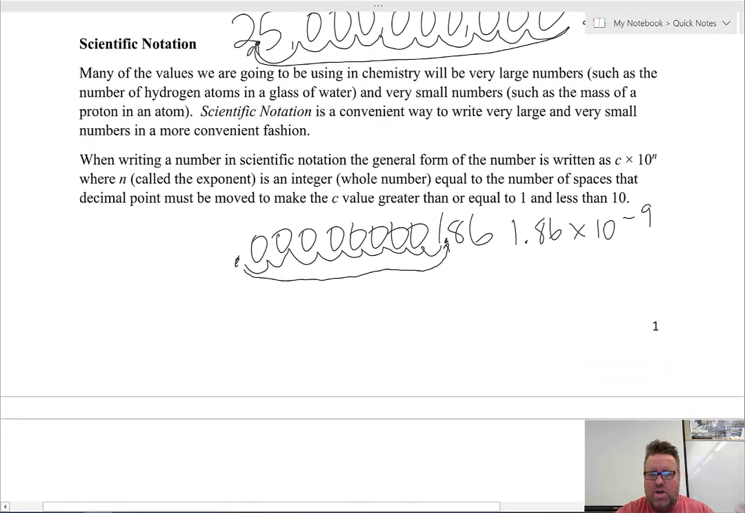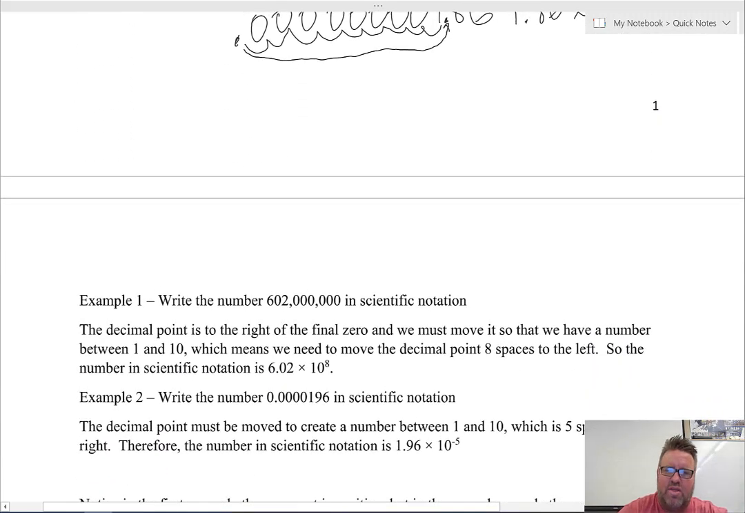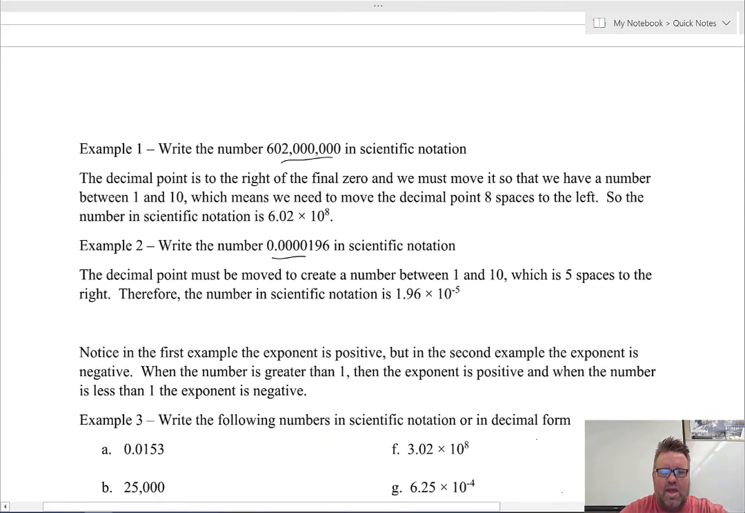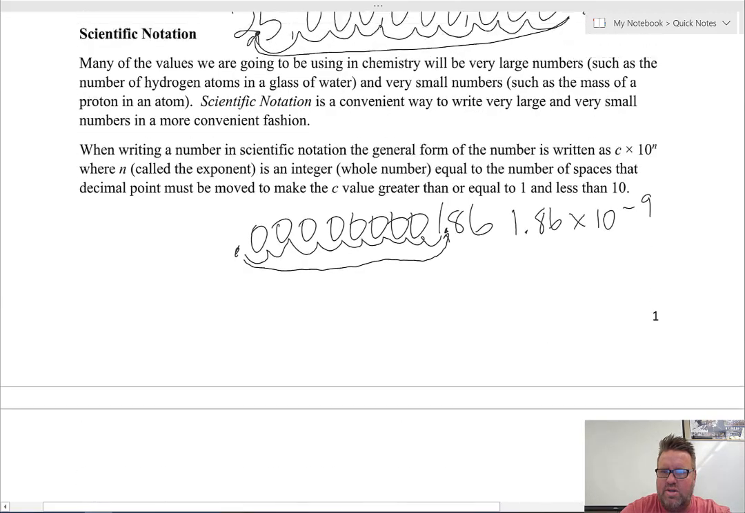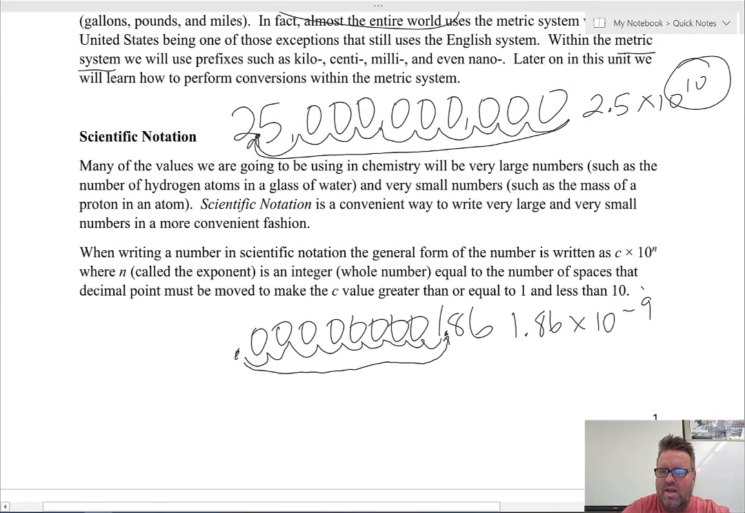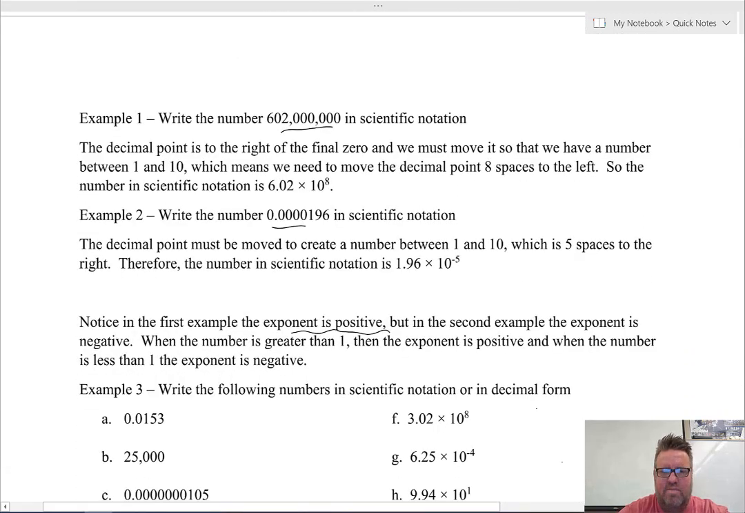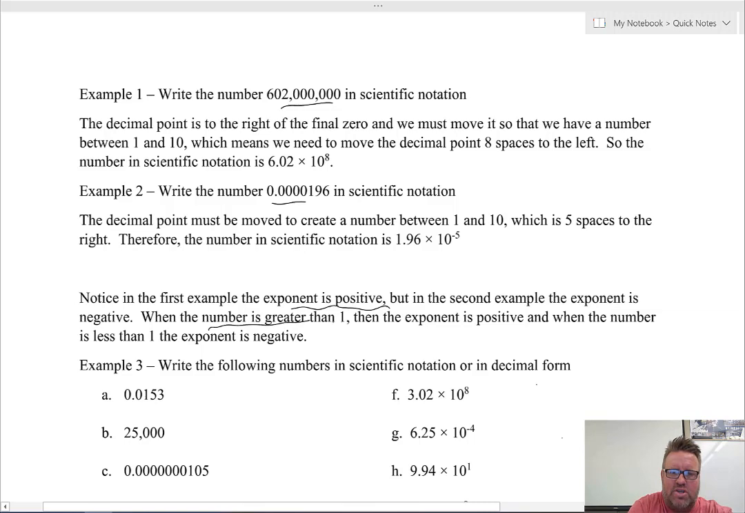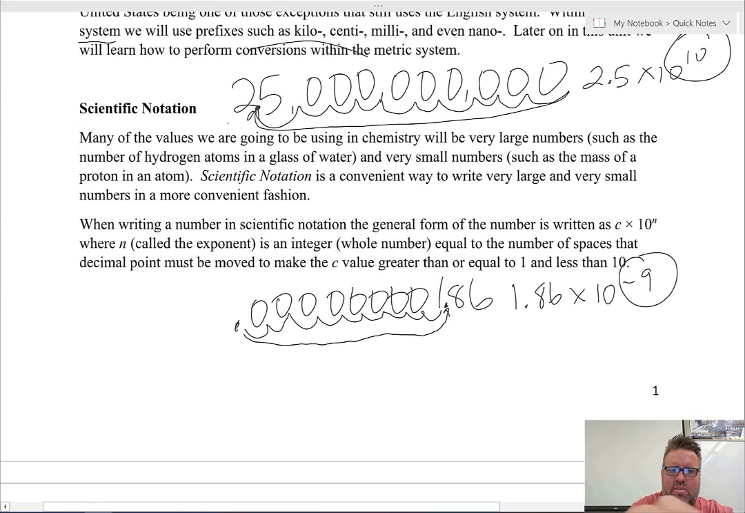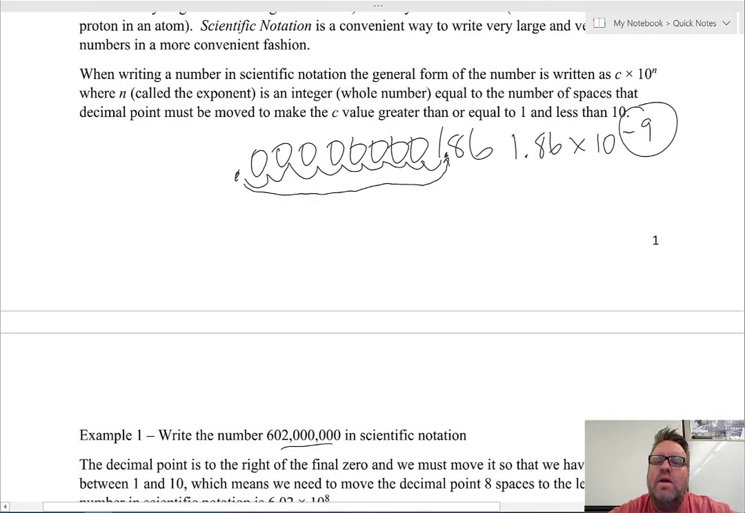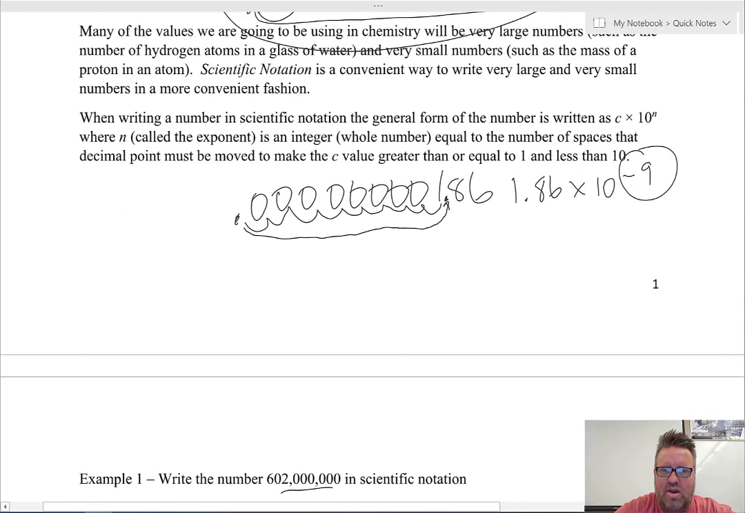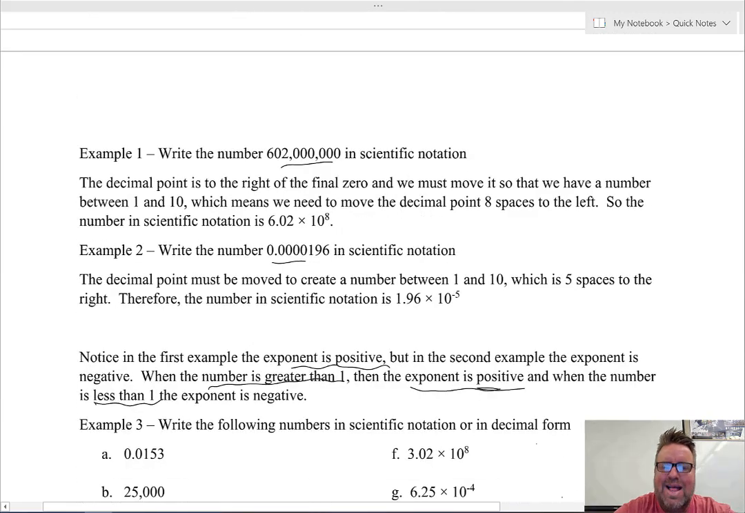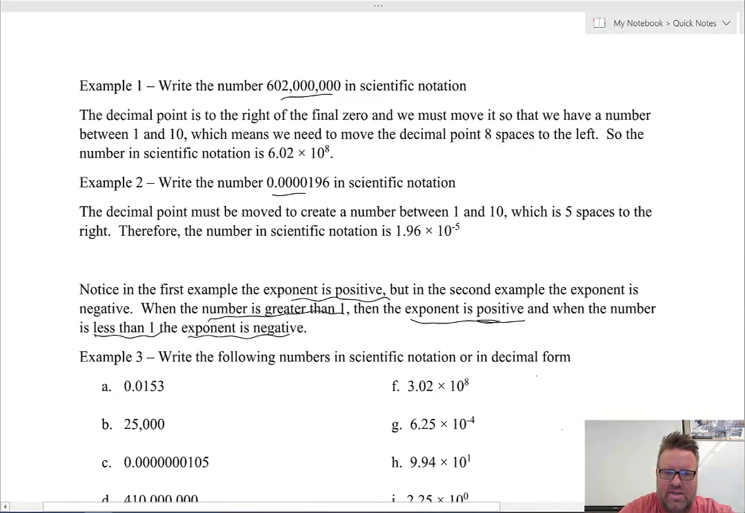Okay, I do a couple more examples right here as well that are pretty similar to the two that I just did. Notice in the examples that one of those exponents is positive. This number up here was a positive 10, whereas down here that was a negative 9. Okay, when the number is greater than 1, look at this number, 25 billion. Is that greater than 1? Of course. Then the exponent is positive. Okay, when the number is less than 1, such as right here, 0.000000, of course that is less than 1, then the exponent is negative.